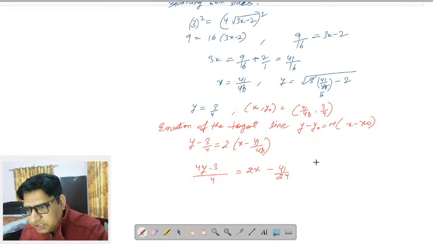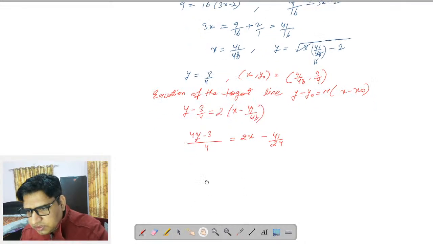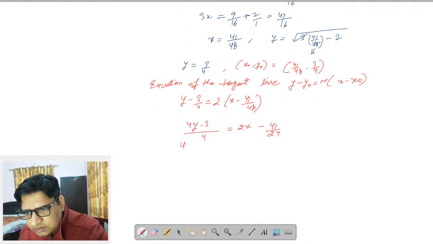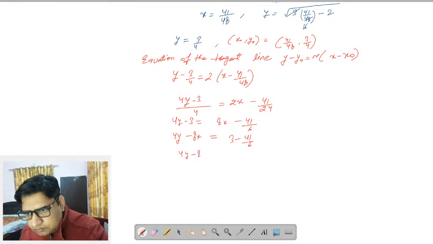Okay, so we can cross multiply this further and get the answer. So 4y minus 3 is equal to (8x minus 41) by 6. Okay, so 4y minus 8x is equal to 3 minus 41 by 6, and solving it further will result in 4y minus 8x will be equal to 18.